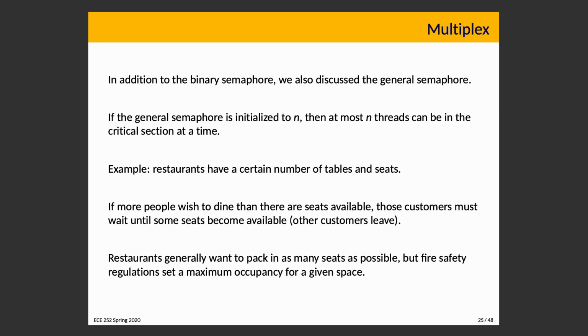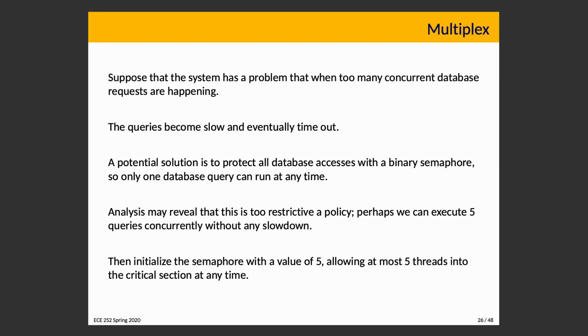So you could think of a general semaphore being used in this purpose to more or less keep track of how many people are allowed to be in the restaurant at a time. If you want a computer-related example, which maybe makes it a bit clearer and more relatable as to why you might want a general semaphore, you have a system where there is a problem when there are too many database requests at the same time. Queries become slow and eventually run up against some timeout, and then nobody can really get anything done because your query keeps failing and you have to request it again.